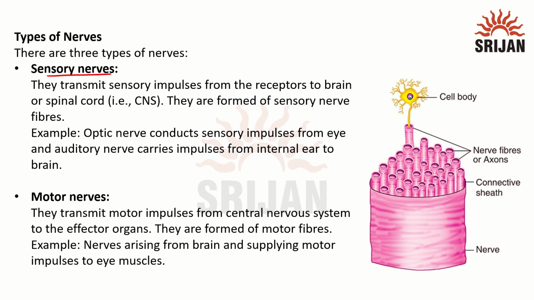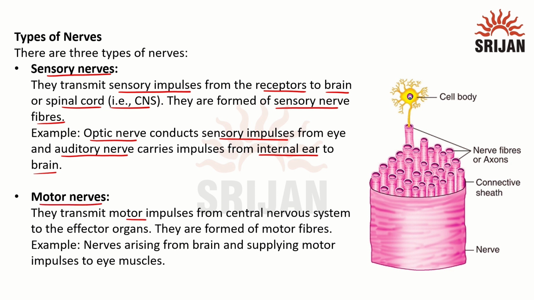First is the sensory nerves. As the name says, they transmit sensory impulse from receptors to brain or spinal cord, that is CNS. They are mainly formed of sensory nerve fibers. Example of such fibers is optic nerve conducting sensory impulse from eye to brain, auditory nerve carrying impulse from ear to brain. Second type is motor nerves.